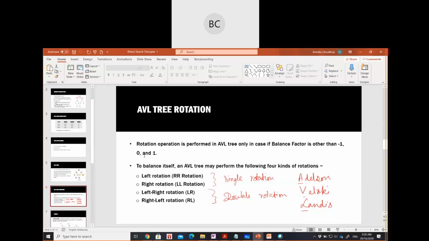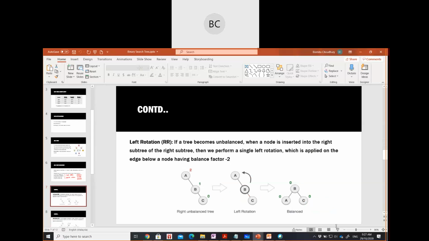So whenever we add some node to the AVL tree, whenever we get some imbalance, we perform rotation. Okay, based on the imbalance level, we perform some rotation. So there are four types of rotation. One is left rotation, then we have right rotation, then left right rotation, and right left rotation. Then left rotation is also known as RR rotation. Wait, I'll just show you here.